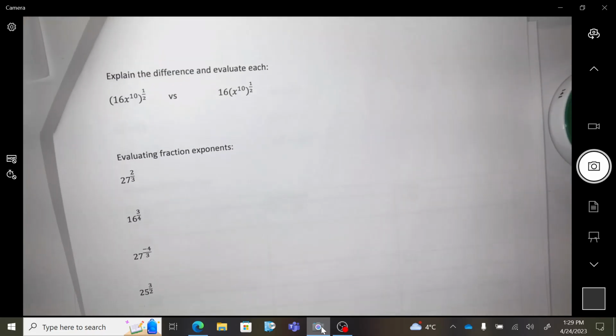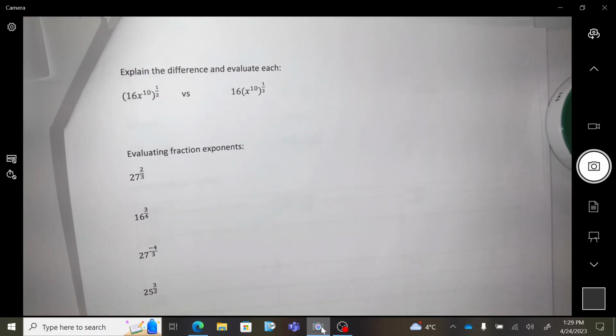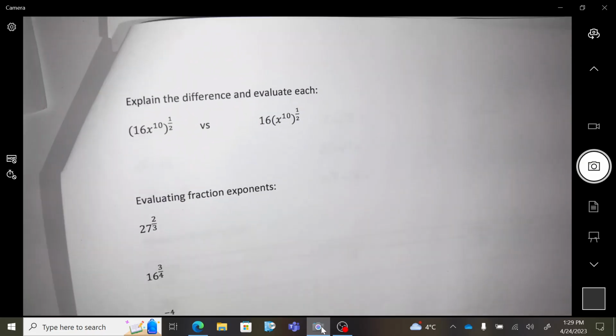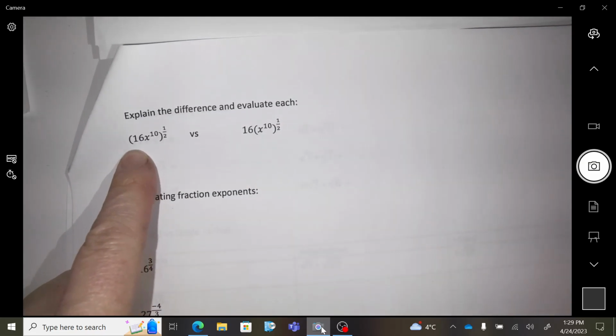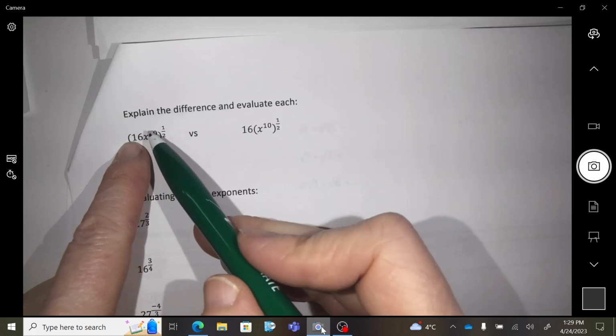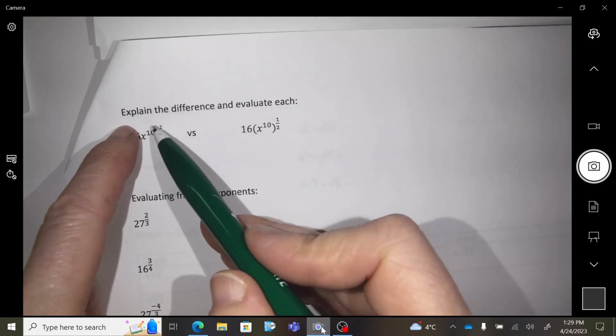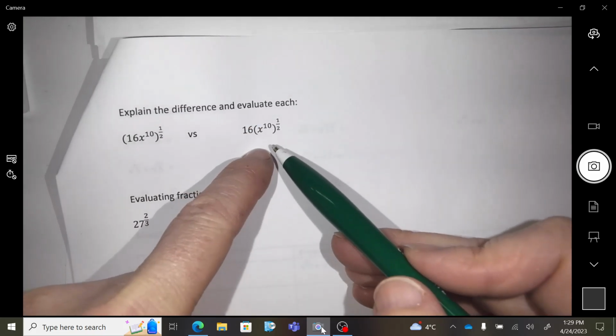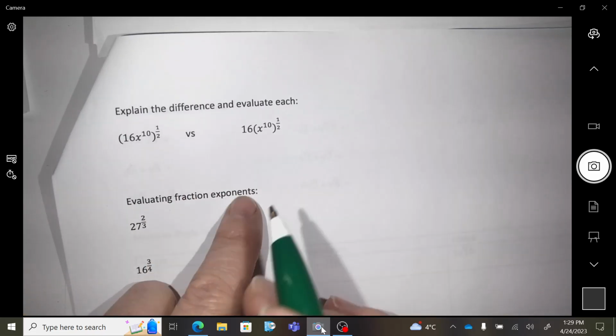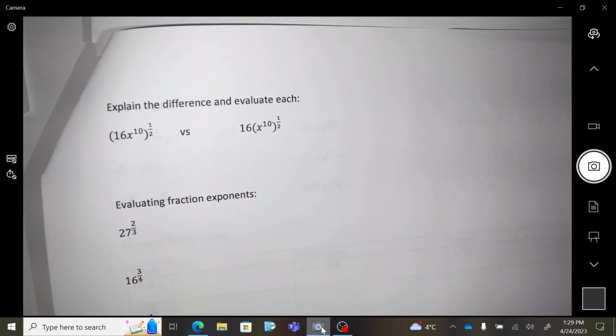Okay, these are different questions. Why are they different? Can anybody spot the difference? Okay, so the brackets have the 16 in them here, and the brackets don't have the 16 in here. So why is that going to make a difference to the answer?